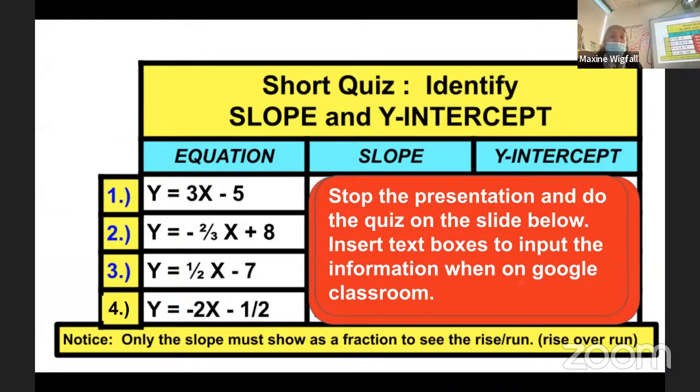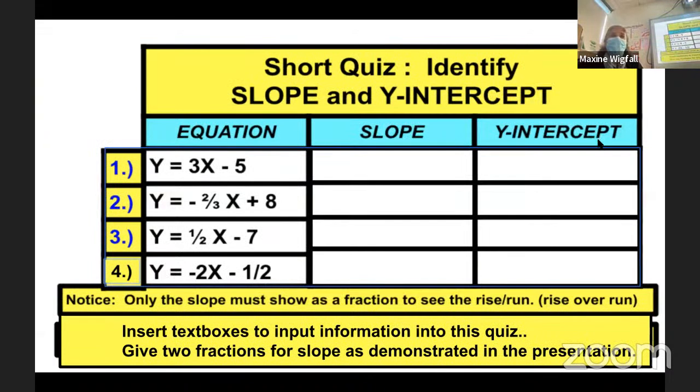Now I have a quiz here for you. I want you to stop the presentation and do the quiz on the slide below. Insert text boxes to input the information when you're on the Google Classroom. So here's the quiz, and it's in your Google Classroom. Please go to your Google Classroom and do this quiz and turn it in now. If you're not on Google, you can do it on a piece of paper.